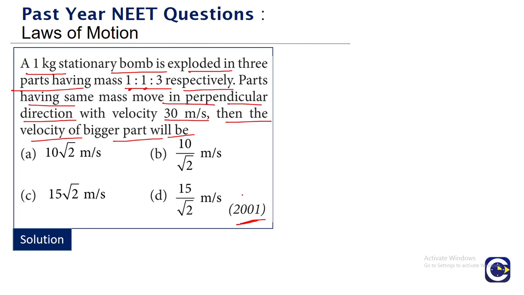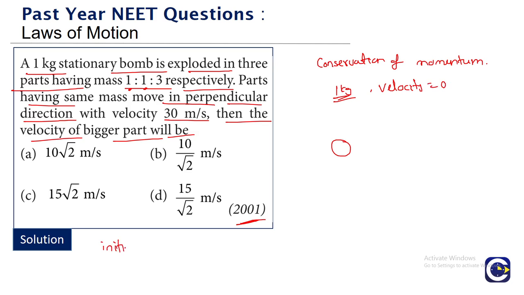This is a question based on the idea of conservation of momentum. This question can also be classified as a question in the system of particles, but in the laws of motion chapter also we'll discuss the conservation of momentum principle. Initially, this 1 kg mass is stationary, which means the velocity is 0. What is the initial momentum of that 1 kg piece? It is 0 because the velocity is 0.